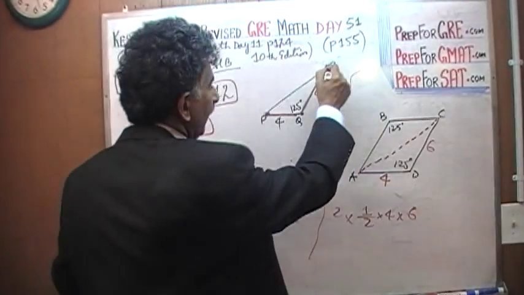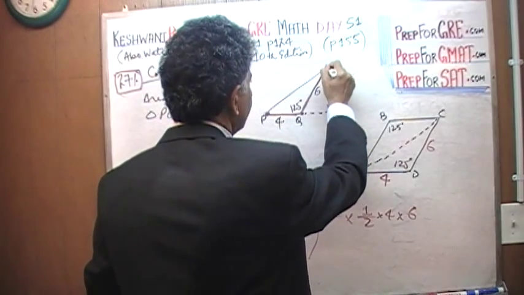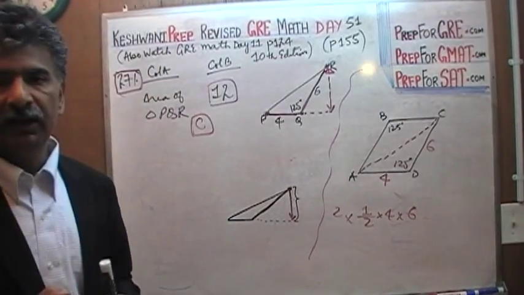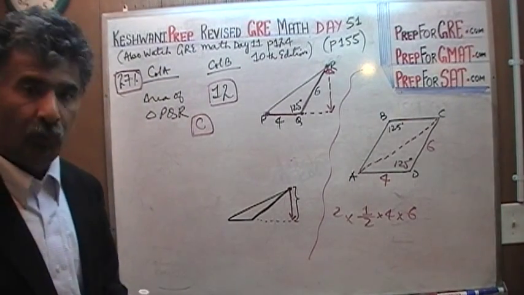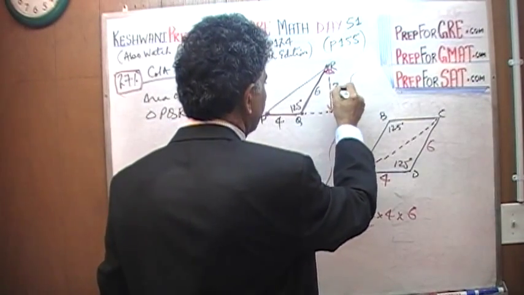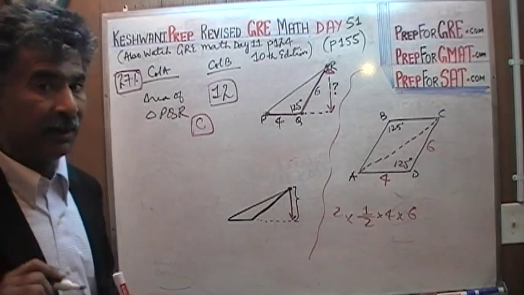Same thing here. The height of this triangle is this guy right here. It is not 6. 6 is not the height. And there is no way to figure out the height of this triangle. This is the second category of people who missed it.